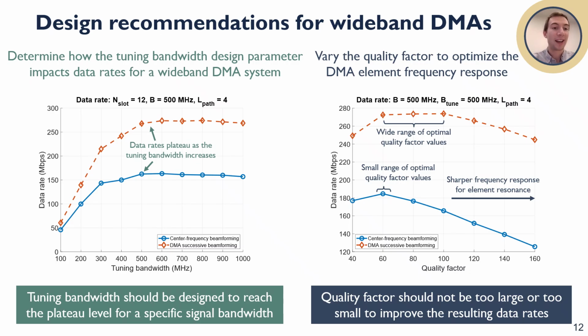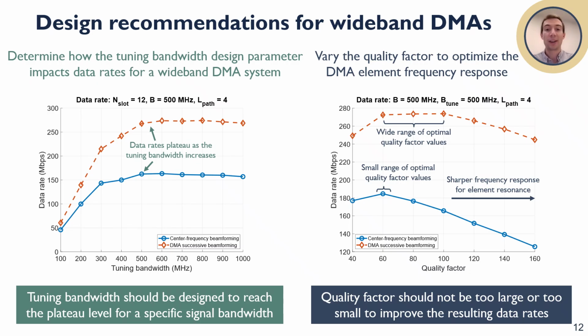However, we find that there is a data rate plateau where the performance does not increase, which is right around 500 or 600 megahertz, matching the signal bandwidth. So this is an interesting insight: if we have a wireless system with a 500 megahertz signal bandwidth, we do not necessarily need to design a DMA with 10 times more tuning bandwidth. We can design our DMA to have just about the same tuning bandwidth as the signal bandwidth, and we'll just about maximize our data rate.